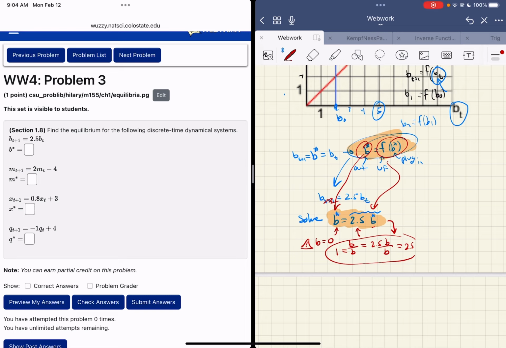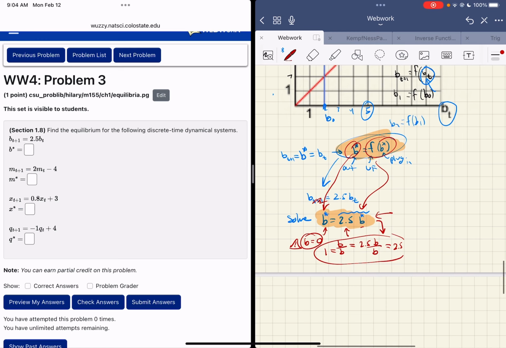And you might think, but dividing by b, that's valid. Not if b is 0, okay? When you divide by a variable, you have to ask yourself, am I dividing by 0? And if so, well, you got to do something else. So what's the something else that we could do?